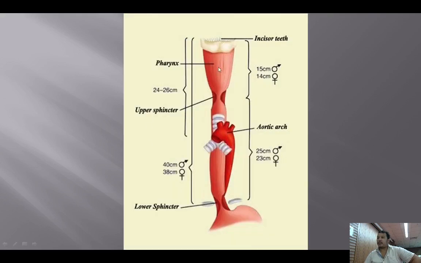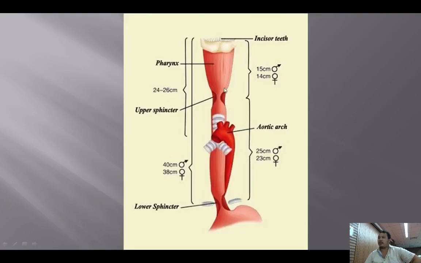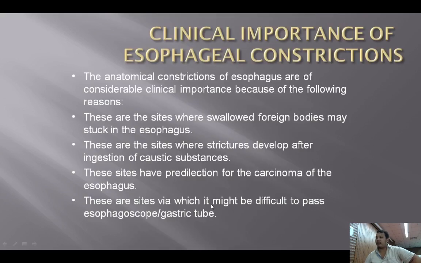The two sphincters that are present in the esophagus are the upper sphincter and the lower sphincter. Actually, the upper sphincter is the anatomical sphincter, and the lower sphincter is actually just a functional sphincter. That means the diaphragm just acts as a sphincter, but there is no muscle that can be named as a sphincter.